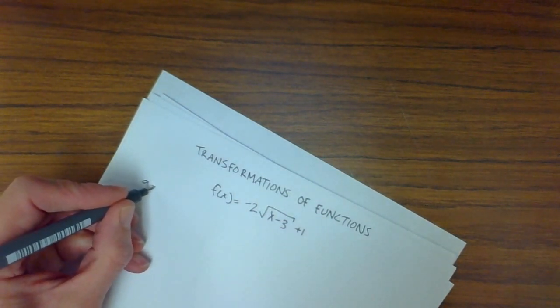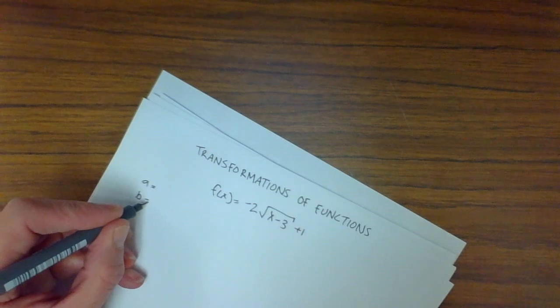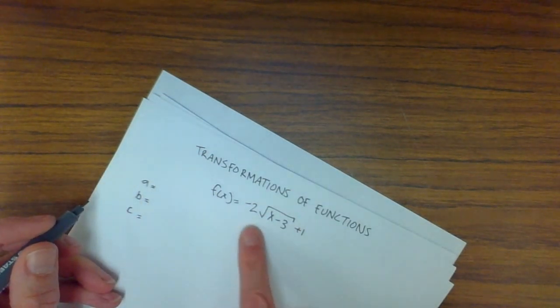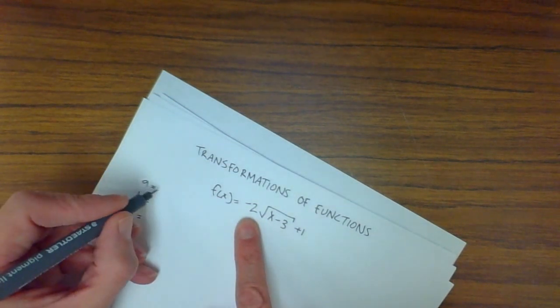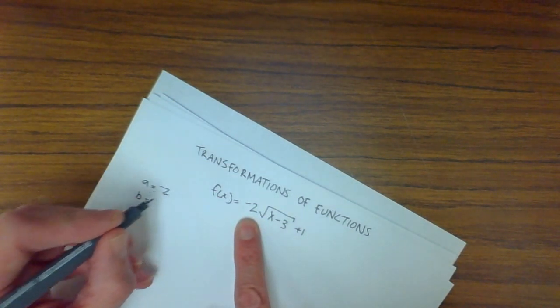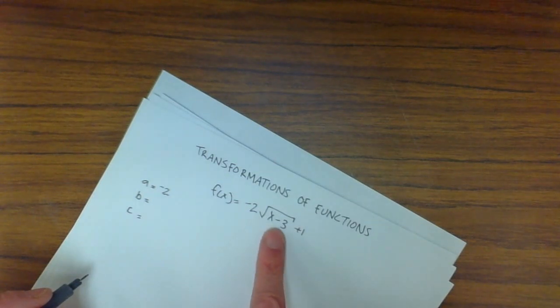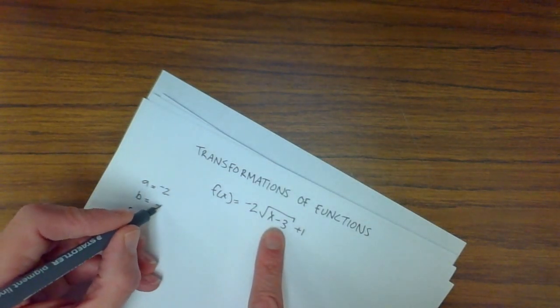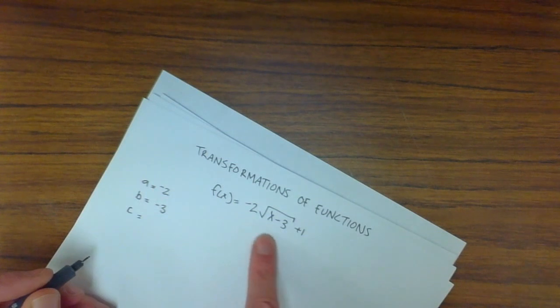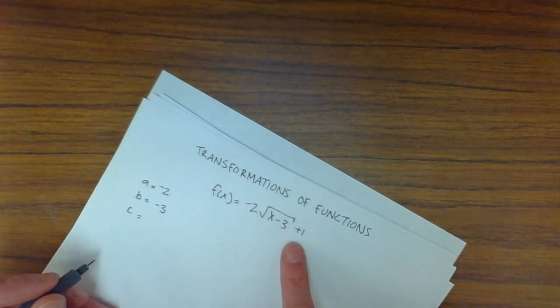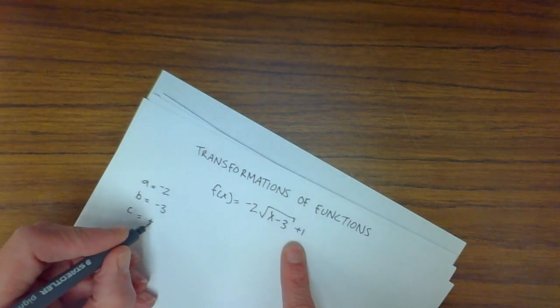So what I'm going to do is identify what A, B, and C are. A is what the function is multiplied by, and that's negative 2. B is whatever happens to the x before the function is completed. So what's done to the x is you've subtracted 3. And C is what's done to the whole multiple of the function when it's finished, and that's the plus 1.